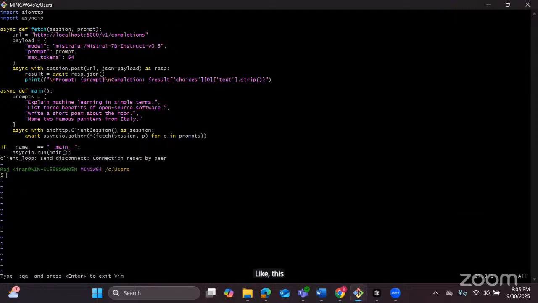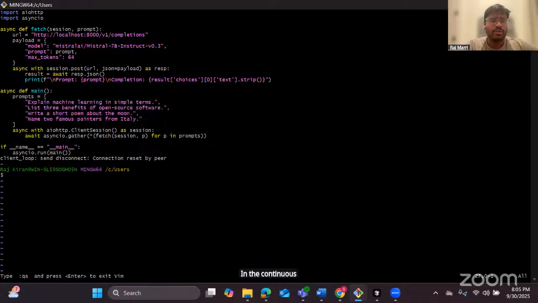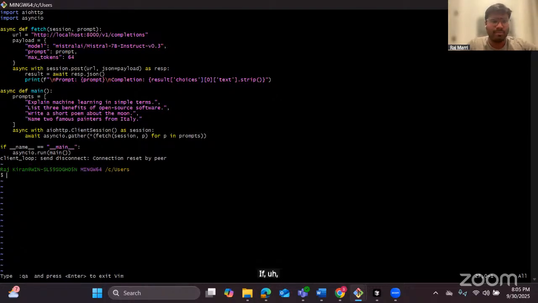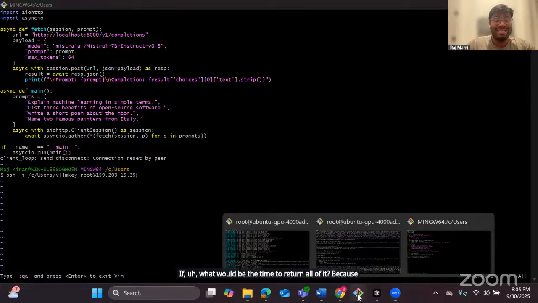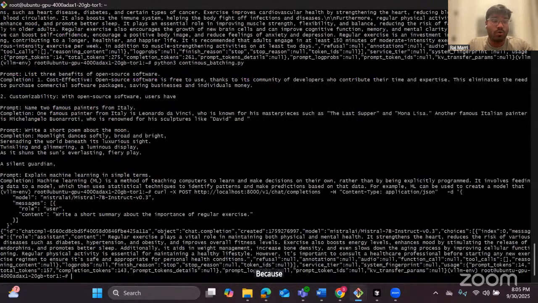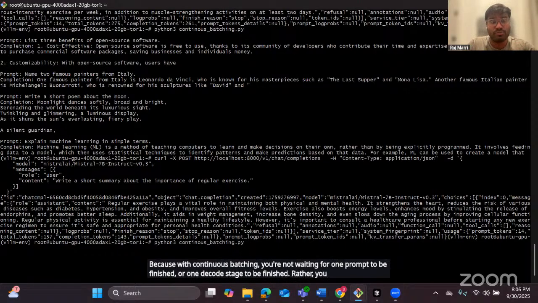This is the continuous batching script as well. We are concurrently running these prompts. The reason we have done this is that we are sending the script four different prompts to check what would be the time to return all of them. If we are sending them sequentially, that would be a blocking way of asking questions. But with continuous batching, you can get the response really fast because you're not waiting for one prompt or one decode stage to be finished. Rather, you're doing that in a continuous fashion.